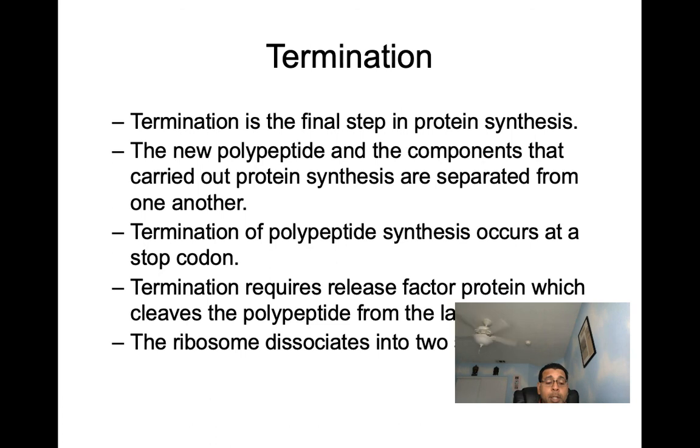This will take us then to termination. When we talk termination, this is the final step in protein synthesis. The new polypeptide and the components that carried out protein synthesis are separated from one another, we said. They're going to break apart. Termination of polypeptide synthesis occurs at a stop codon. Termination requires release factor proteins, which cleave the polypeptide from the last tRNA. The ribosome then dissociates into two subunits.